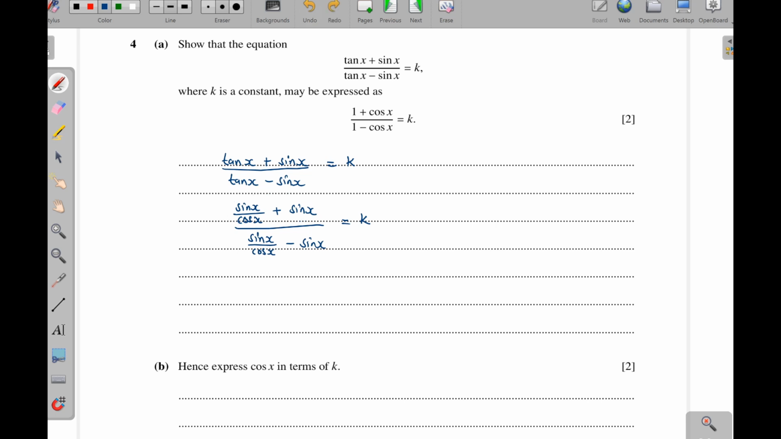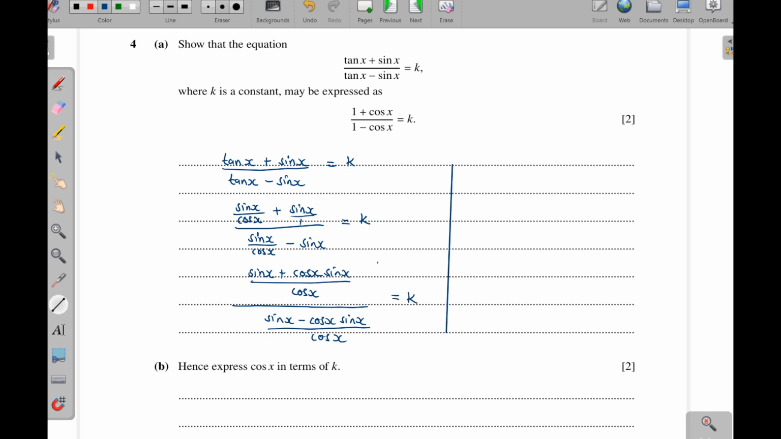So we get one fraction here. This one is over 1. So we shall have sine x plus this one times this, you get cos x sine x, all over the cosine of x. Down here we shall have sine x minus cos x sine x, over the cosine of x. This one is equal to k.